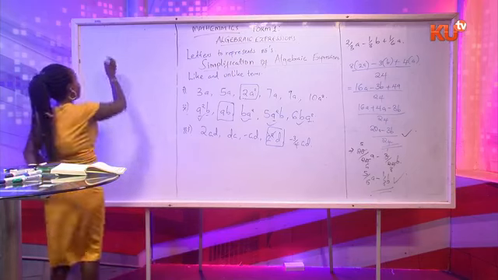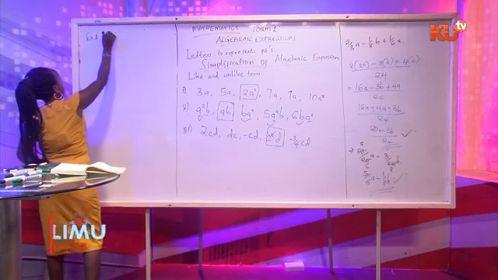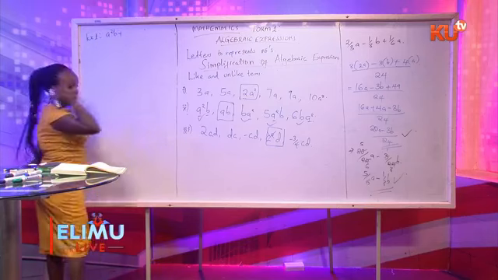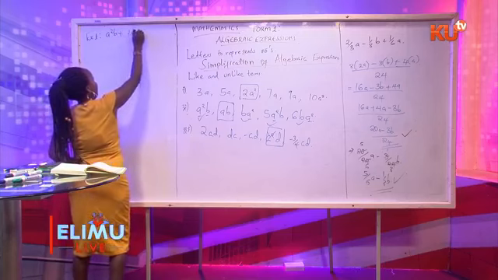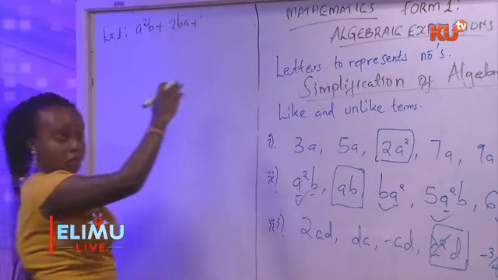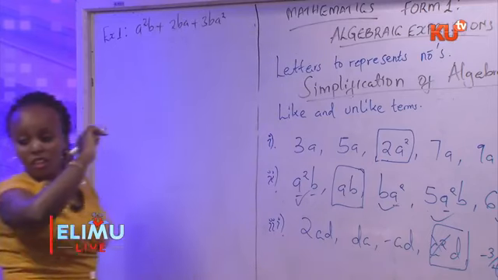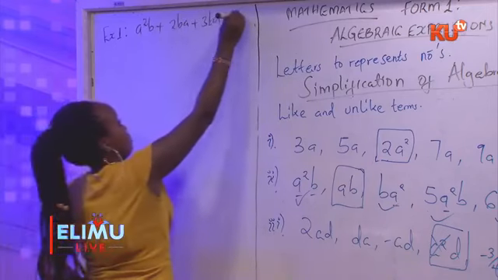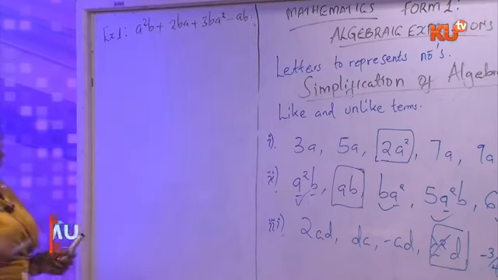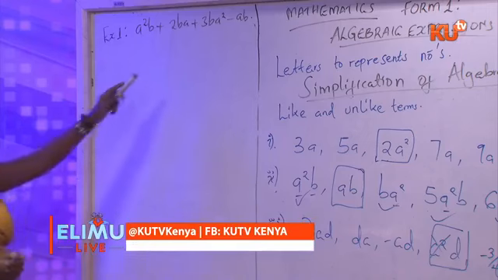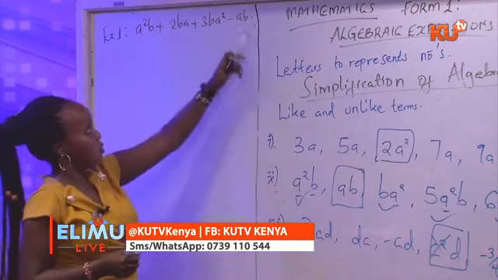Let's call this example 1: a squared b plus 2ba plus 3ba squared and then minus ab. So first of all, we have to identify like terms there. We have a squared b, we have ba here, we have ba squared there, and we have ab there.